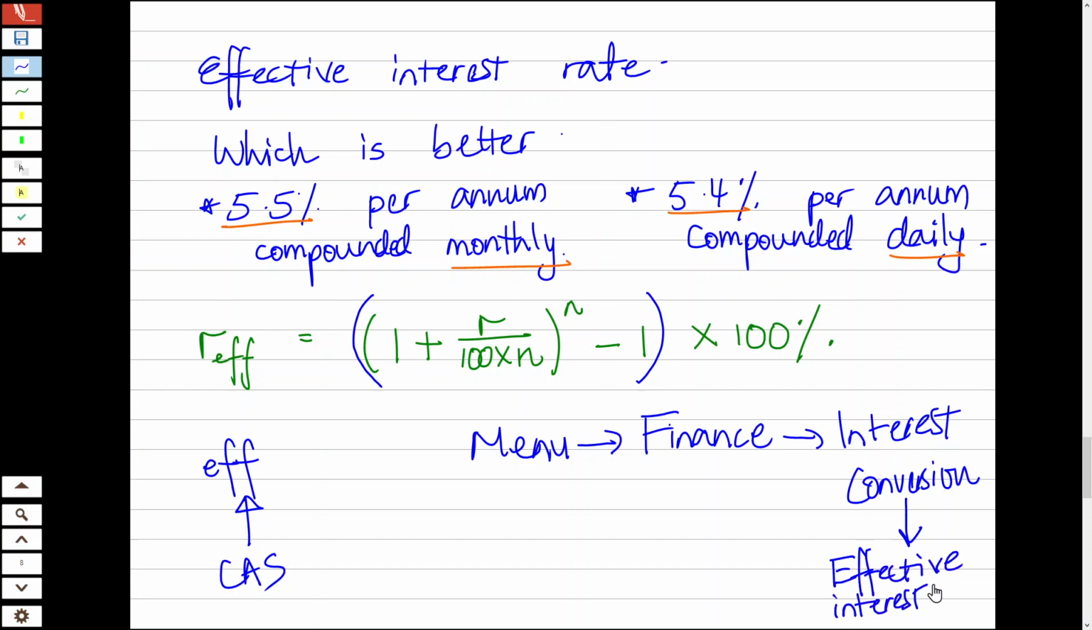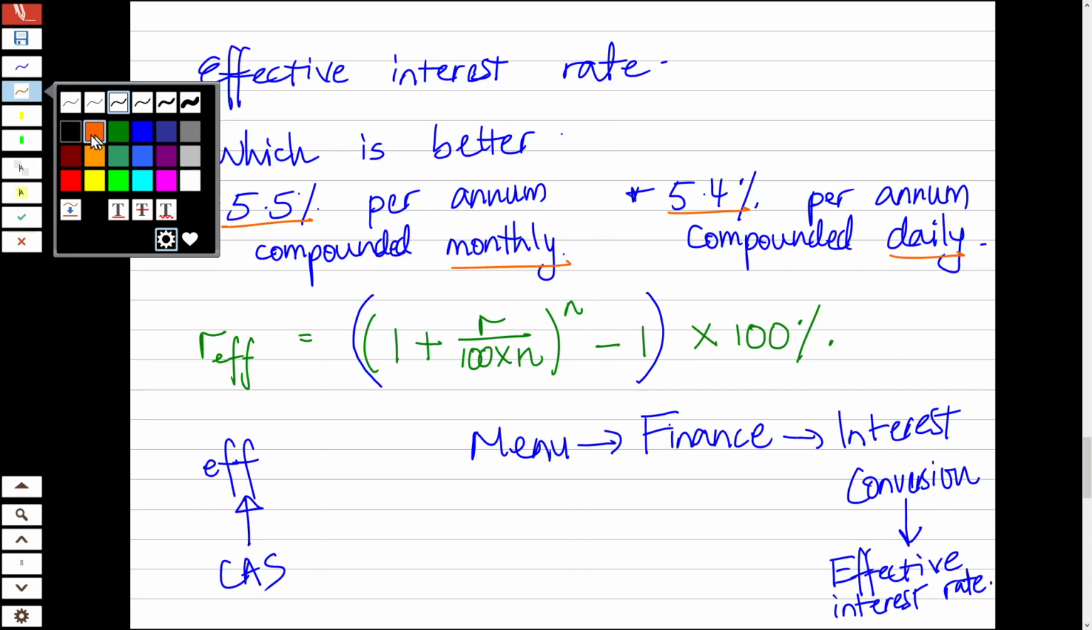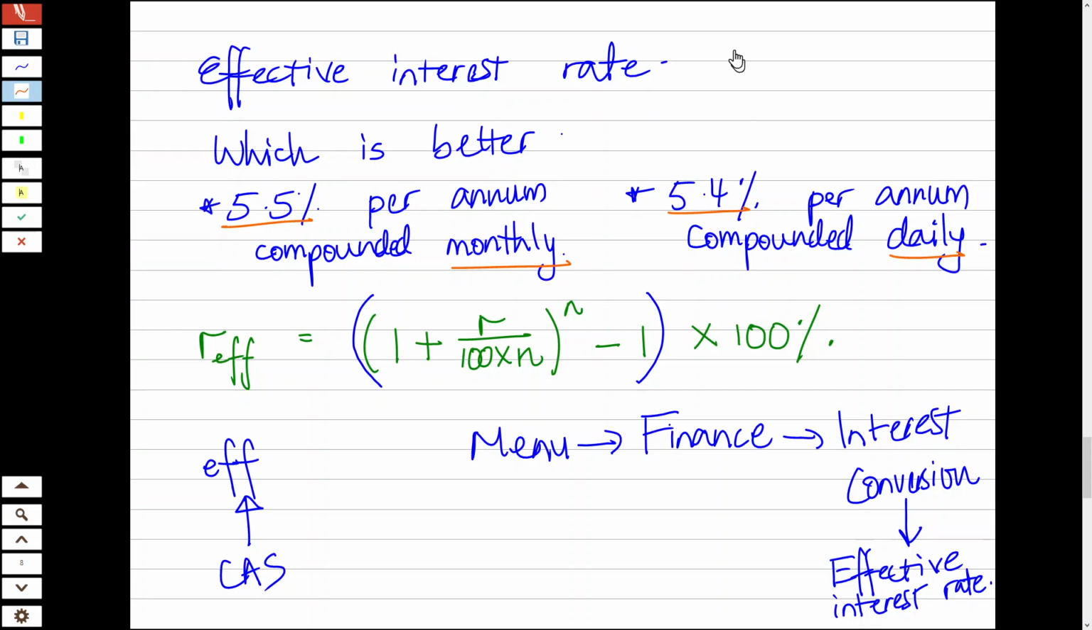Okay, the nominal interest rate is just the annual rate. That was a good question, Jazz, because I've actually only used the formula up until this year. So the nominal interest rate is the annual rate. So it's what you've been given here, 5.5 and 5.4.